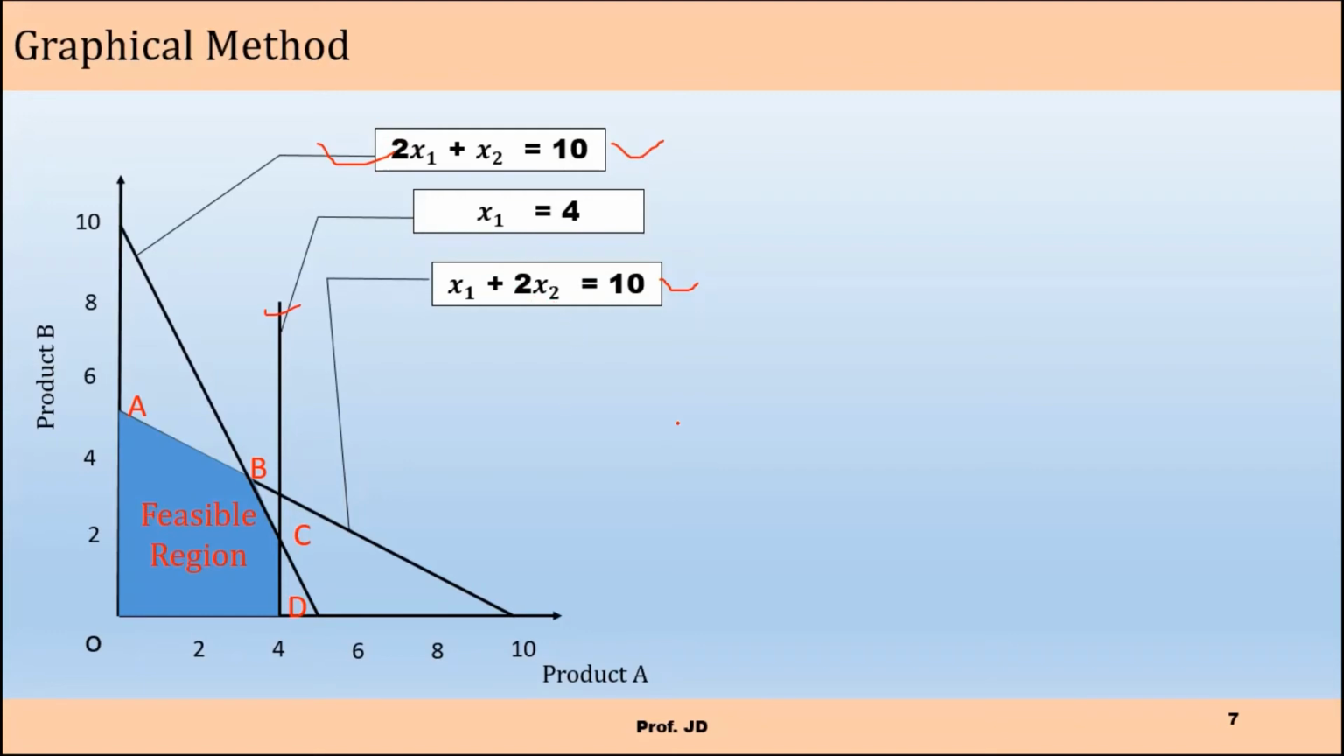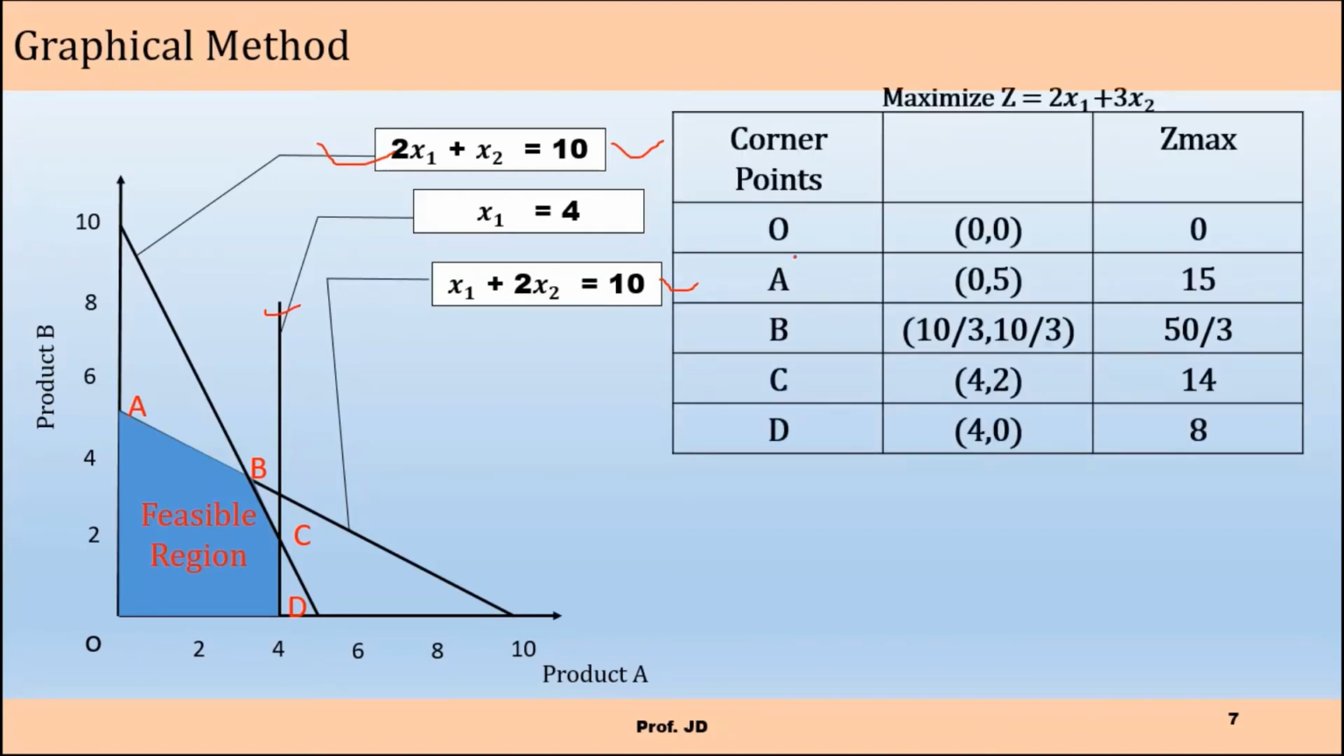So let's list out the coordinates, right? A is 0, 5, that is obvious, and D is 4, 0. Now C is 4, 2, B is 10 by 3, 10 by 3. Our objective is to maximize 2x1 plus 3x2. Now put all the corner points into the objective function, and you will get the values of the objective function. So that is 15, 50 by 3, 14 and 8. Out of all these values, the maximum objective function is at point B, that is 50 by 3, right?